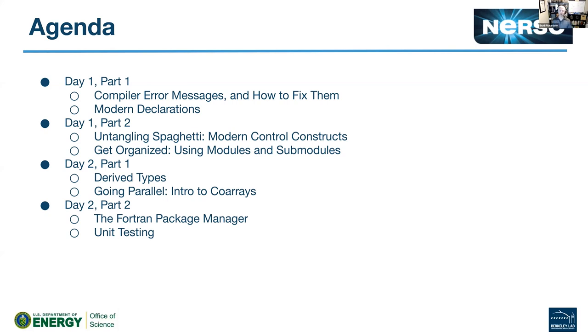First thing we're going to talk about is compiler error messages and how to fix them. That's a thing that everybody encounters all the time, and it's a useful skill. Then modern declarations. We'll talk a little bit about what you might have seen in some old style code versus what the modern equivalents of some of those declarations are.